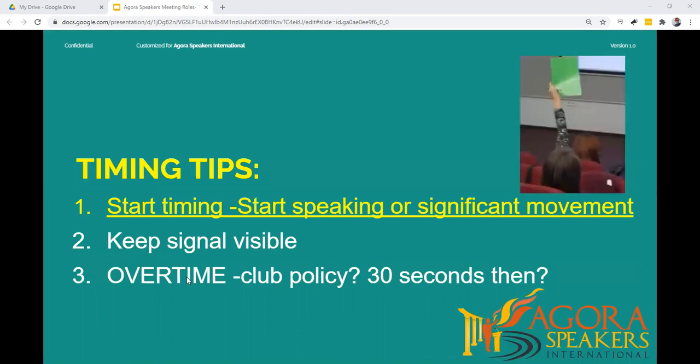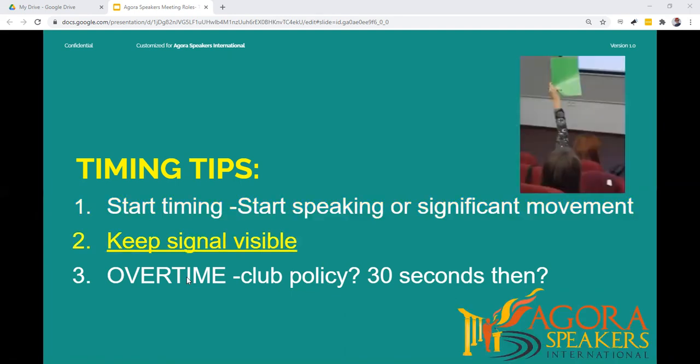You should start timing as soon as the participant starts speaking or makes a significant gesture that can be considered as part of the speech. This means that you shouldn't time while the speaker is being introduced or when the audience is applauding. For the hot questions section, don't start timing the speaker as soon as the question is asked. Wait for the speaker to start speaking or make a significant gesture that can be considered the beginning of the answer.